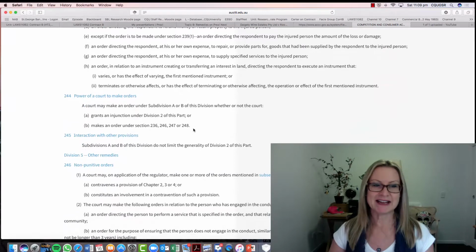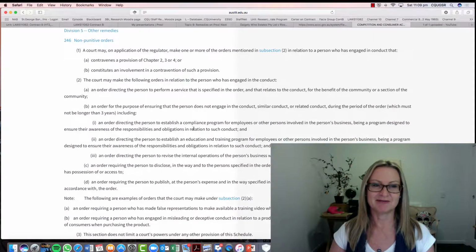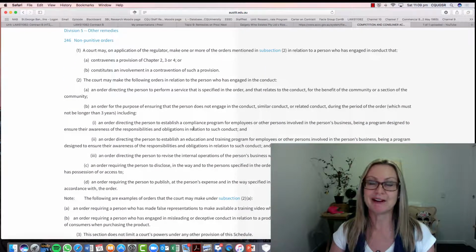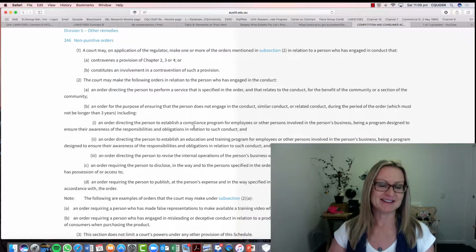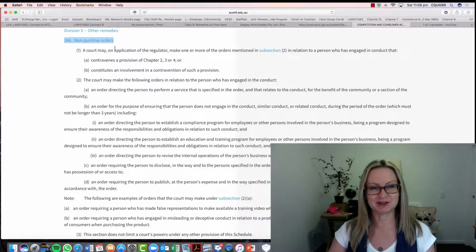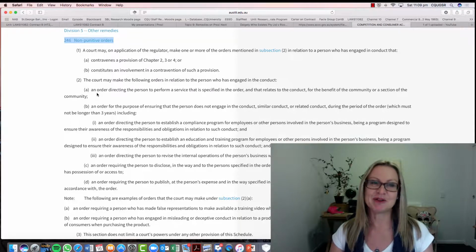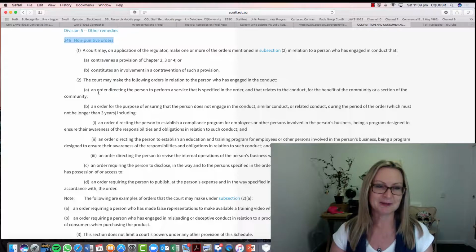And then we come down to a rather delightful division called Other Remedies. And here we have 246, non-punitive orders. Now, it specifically says non-punitive. However, some of these I feel a recipient of such orders may find a little punitive in nature so far as real world effect is concerned. But anyway, you have a read through and see what you think.